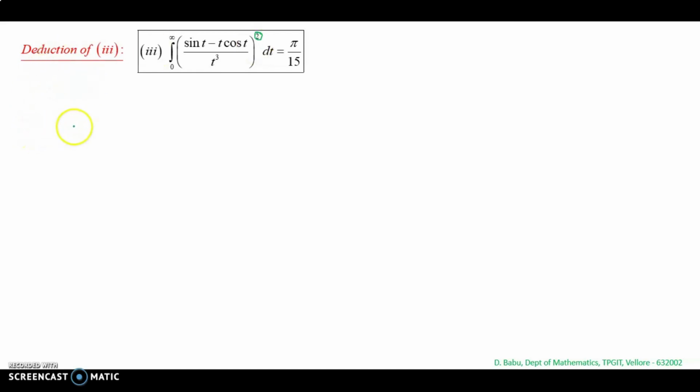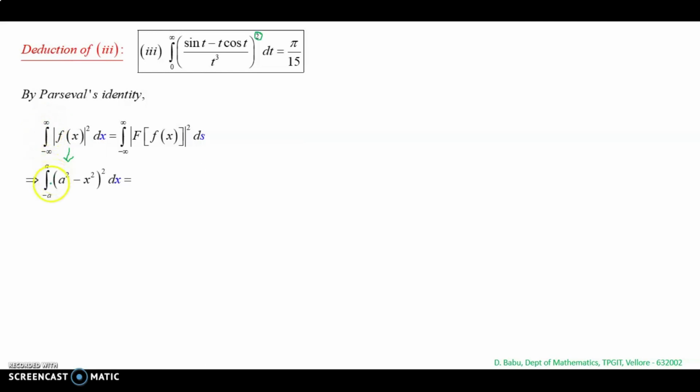So what is Parseval's identity? The integral from minus infinity to plus infinity of mod f of x the whole square dx equals the integral from minus infinity to plus infinity of modulus of the Fourier transform of f of x the whole square ds. So what is f of x? It is a square minus x square, defined in the limits minus a to plus a. Therefore, minus infinity to plus infinity can be replaced by minus a to plus a of a square minus x square, the whole square dx.